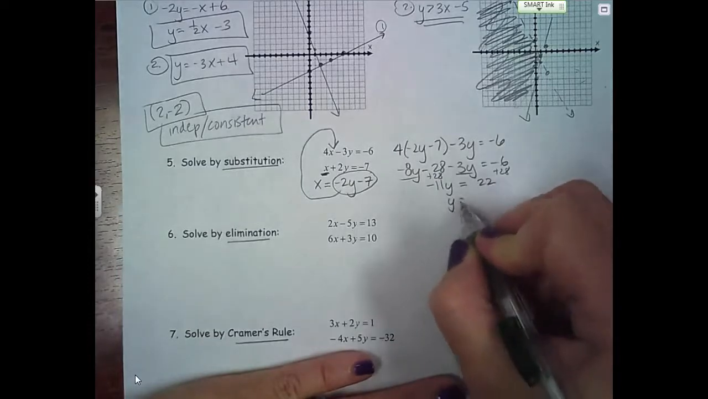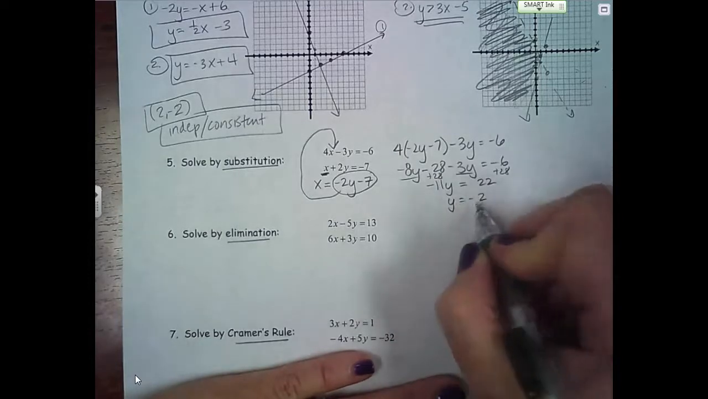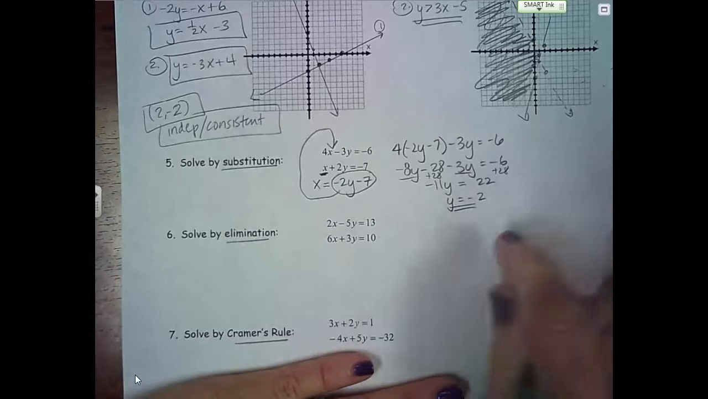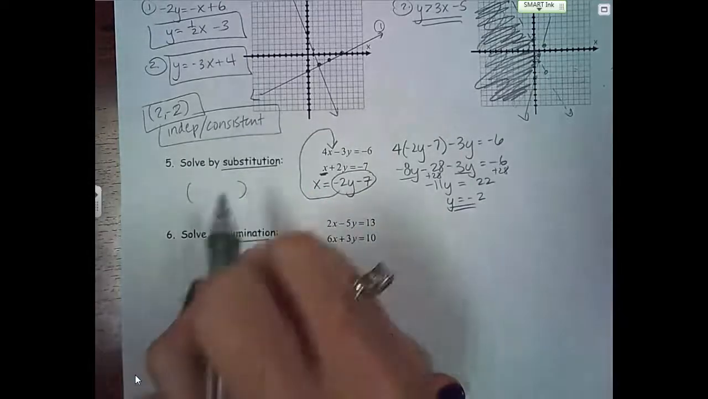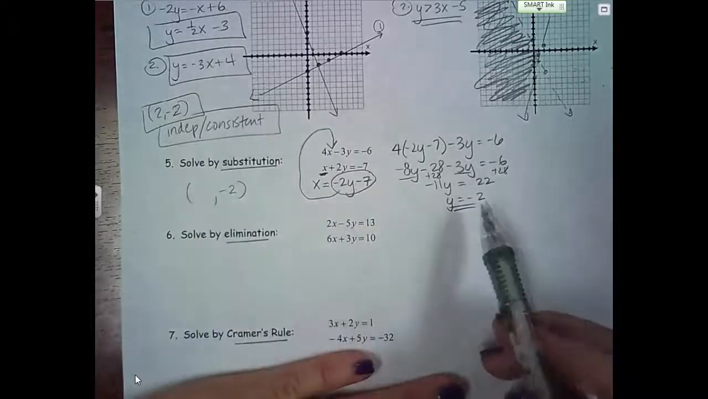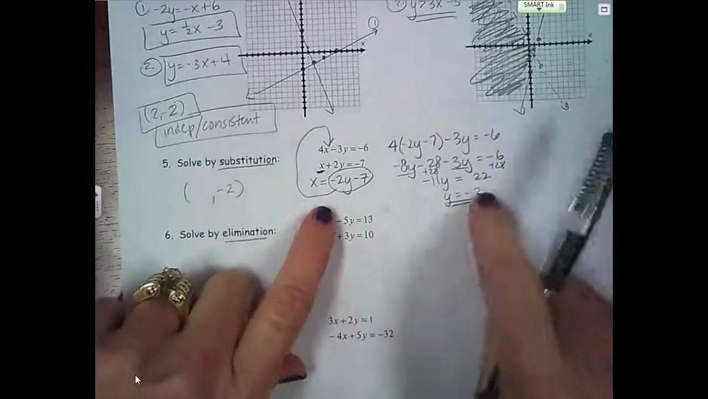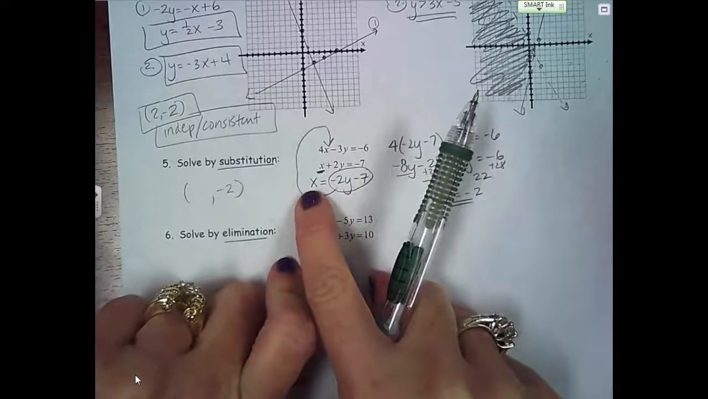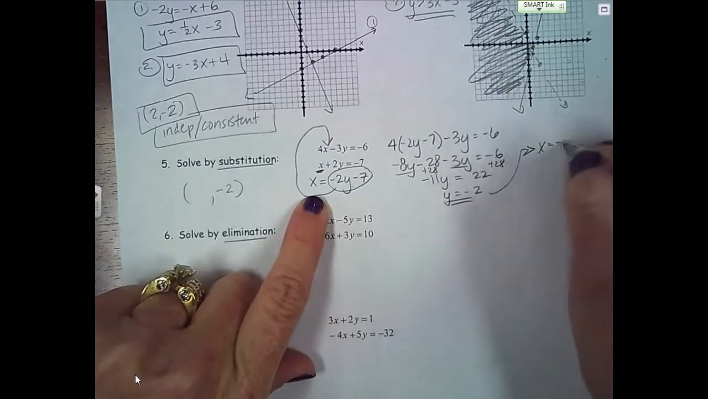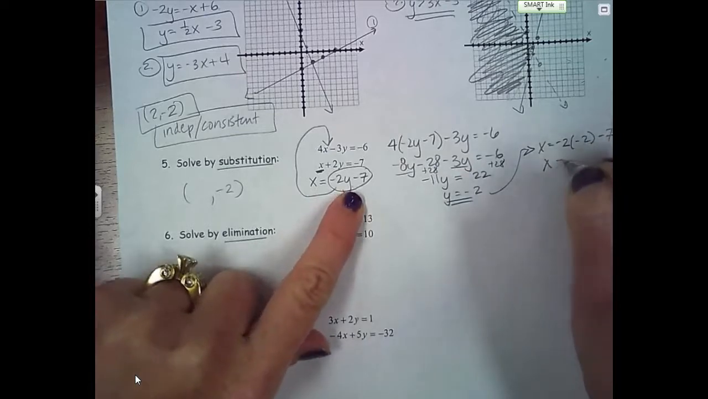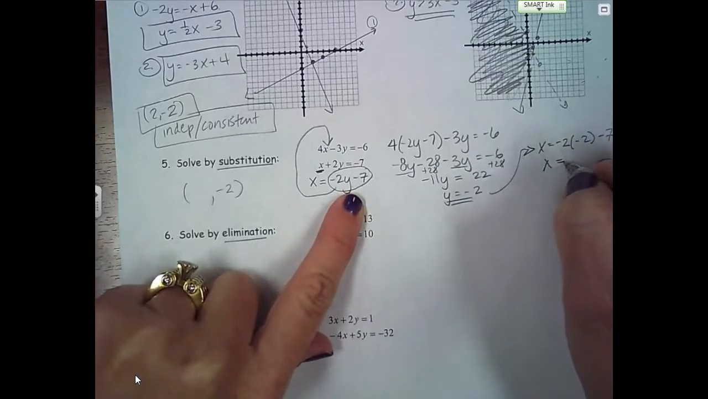So therefore, y is negative 2. Now that you know y, you know half your answer. So in your ordered pair, they're going to cross at negative 2. To find x, I personally would plug it in over here, because you already know x equals this. So take this and plug it in. X equals negative 2 times negative 2 minus 7. Therefore, x equals negative 3.